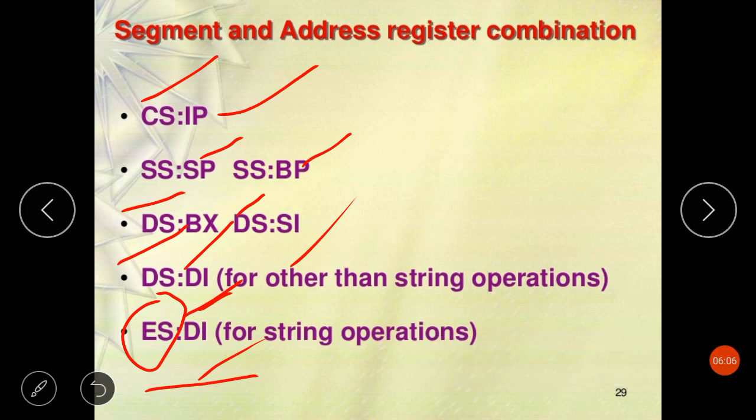So this was all about the architecture of the 8086 microprocessor. Next we are going to start the pin configuration of the 8086 microprocessor.